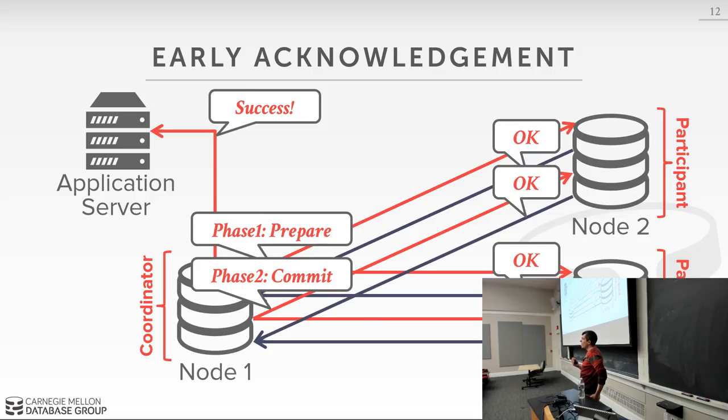How do I say this? When you say you don't need to wait, who's you? The coordinator, or the whole machine, or the application? Does it have to wait to get all the OK messages in the second phase to actually say success?